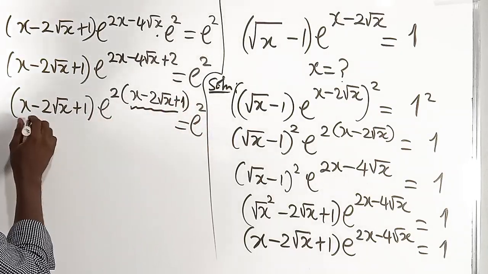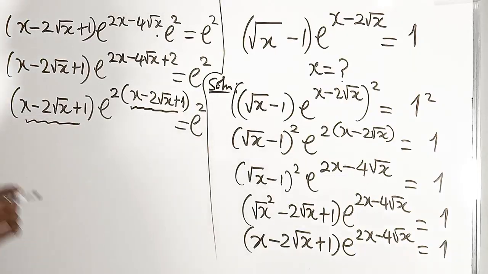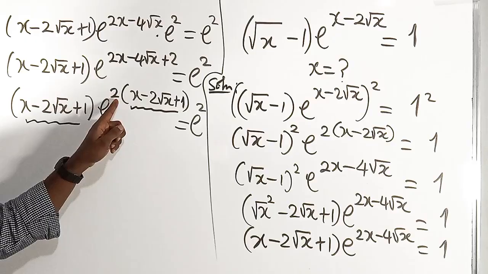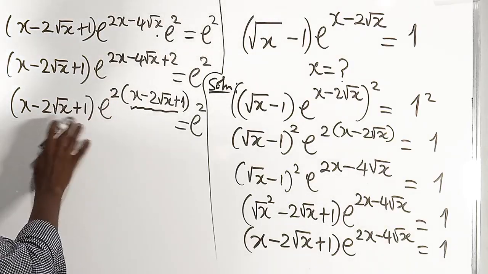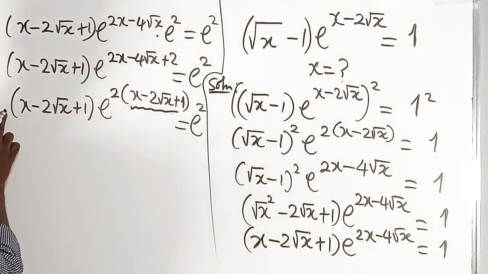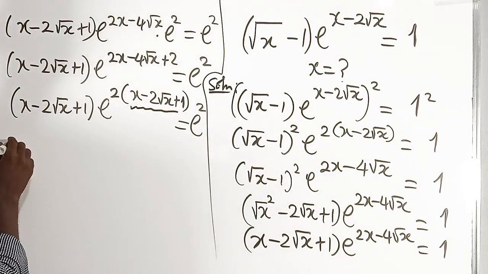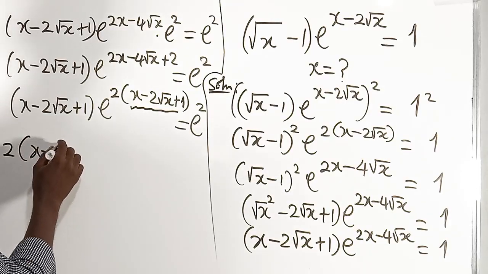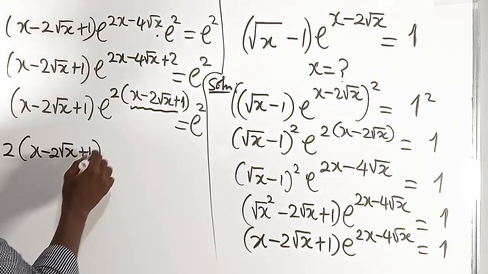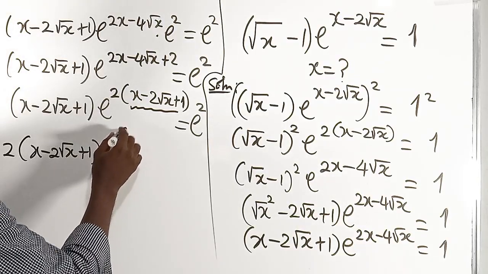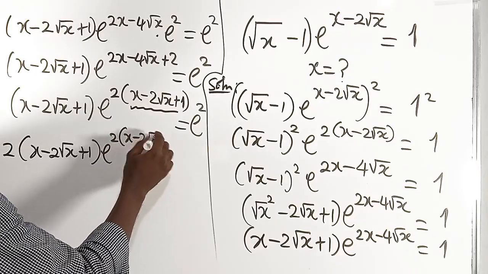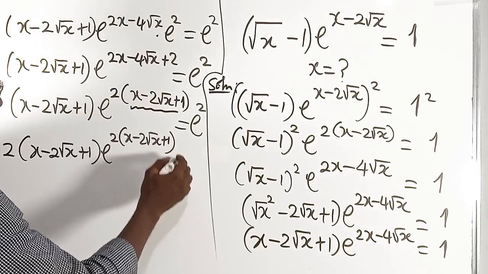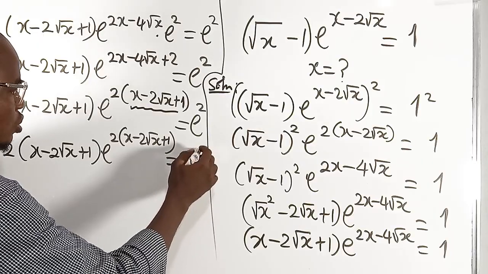If you look at this, we can see that we have it here, but these 2 here are the problem. So how do we get 2 here? It means that we are going to multiply both sides by 2. So we're going to have 2 times (x minus 2 root x plus 1), then e to the power of 2 into (x minus 2 root x plus 1), then everything is going to be 2e to the power of 2.